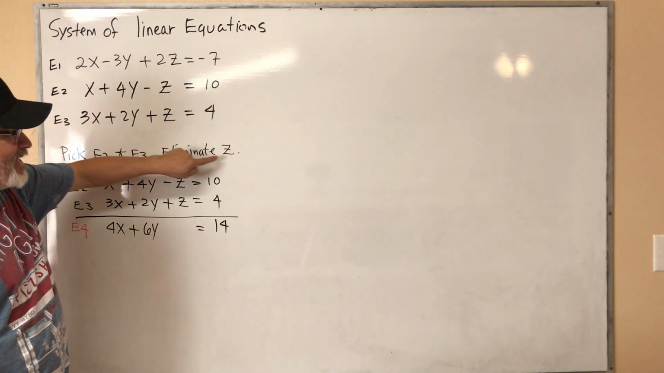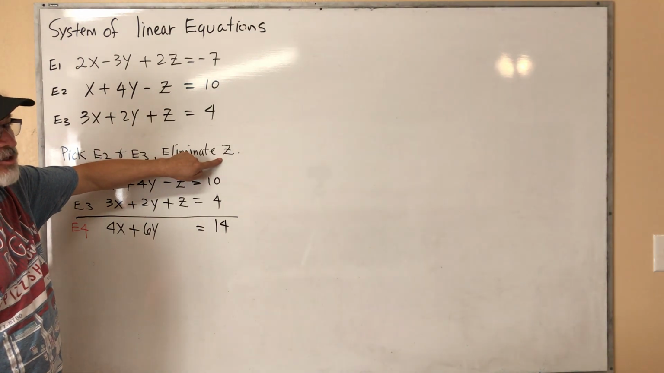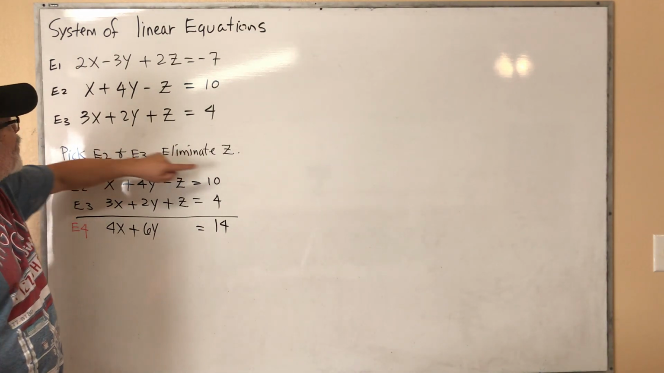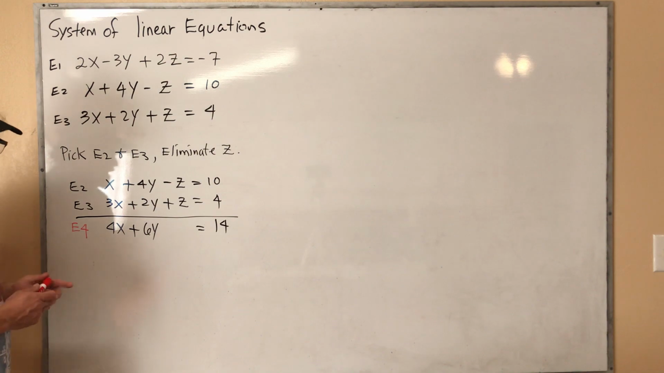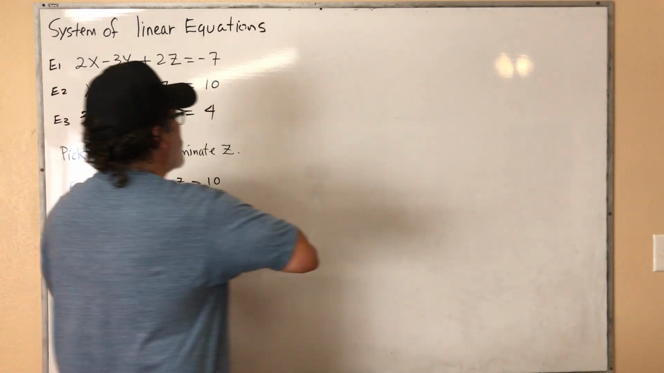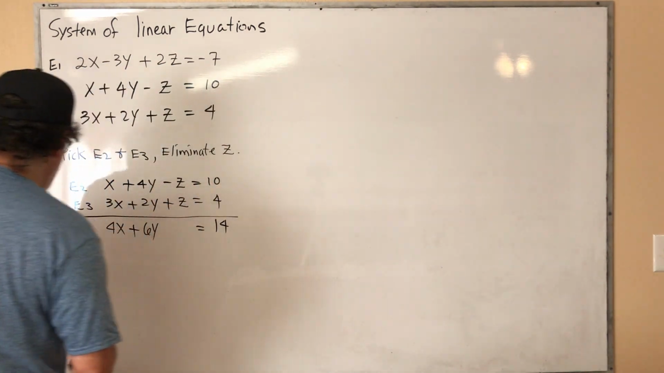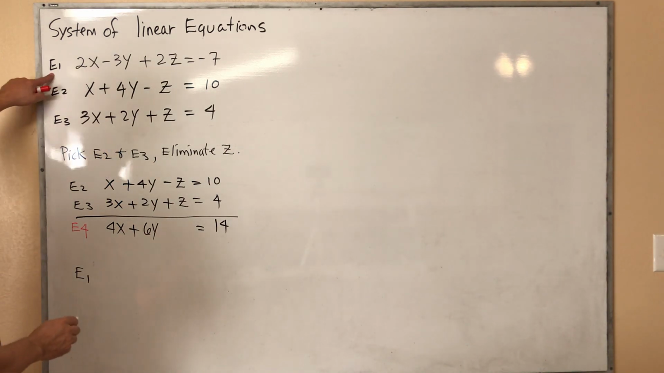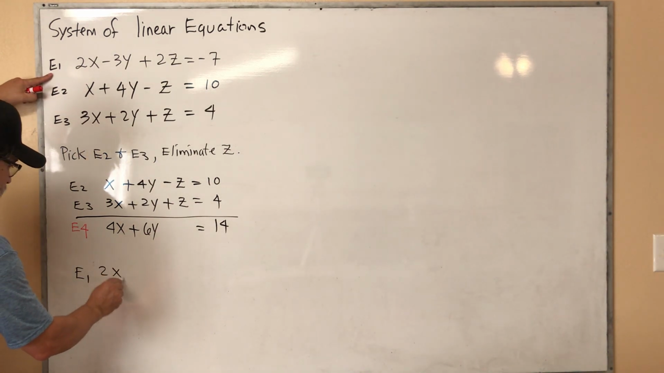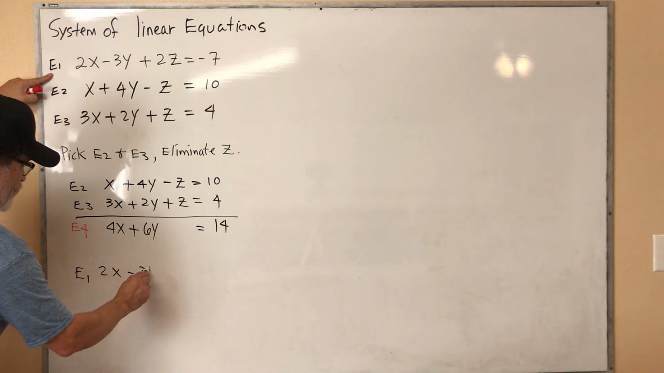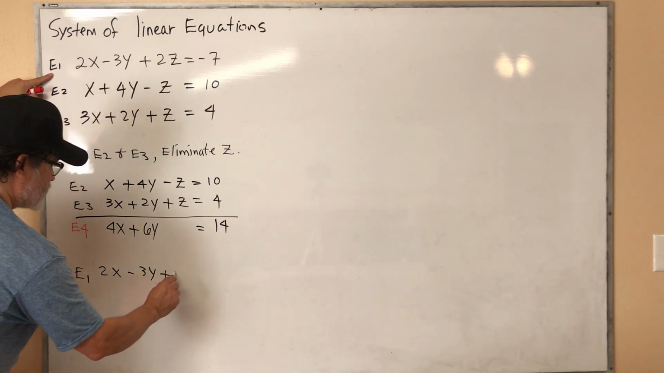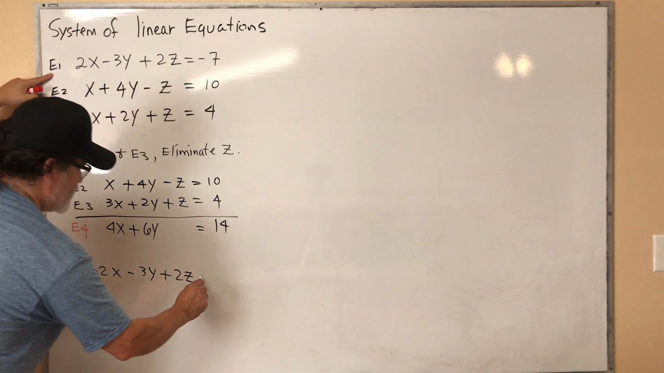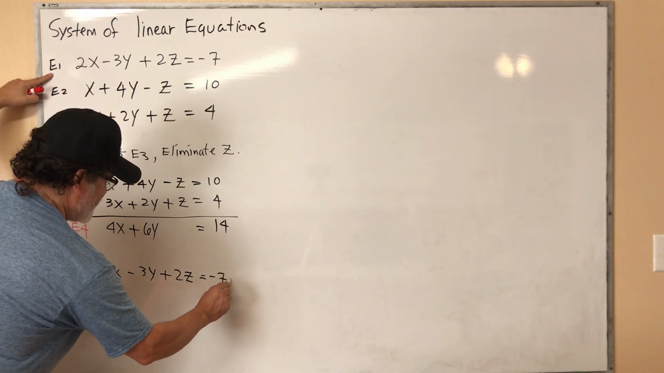Remember, got to eliminate z again. You're stuck with z. Okay, no problem. Equation 1 stays the same. Equation 1 is 2x minus 3y plus 2z equals negative 7.